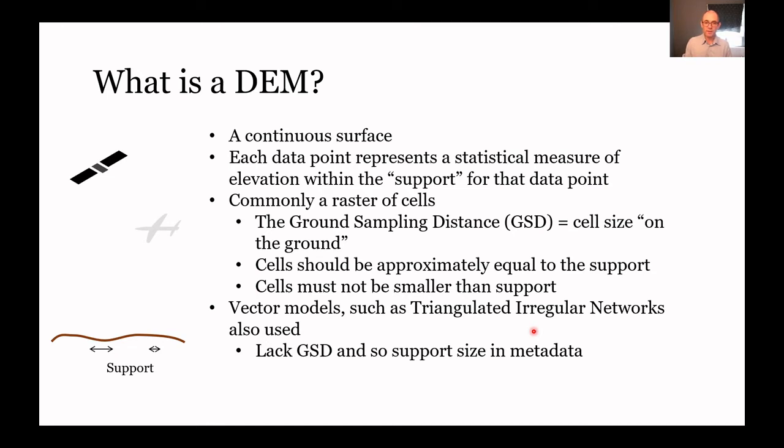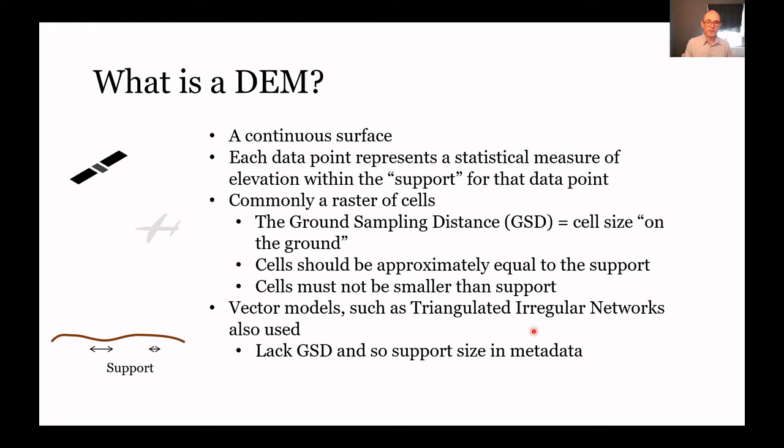Commonly we equate this with the ground sampling distance, which is not the same thing as resolution. We've spoken about this before. But the ground sampling distance should then give us our cell size, the area covered on the ground within a raster cell, and they should be equivalent. The ground sampling distance, the cell size, should be approximately the same as the support, the area required by the measuring instrument to actually gather enough information to make that measurement.